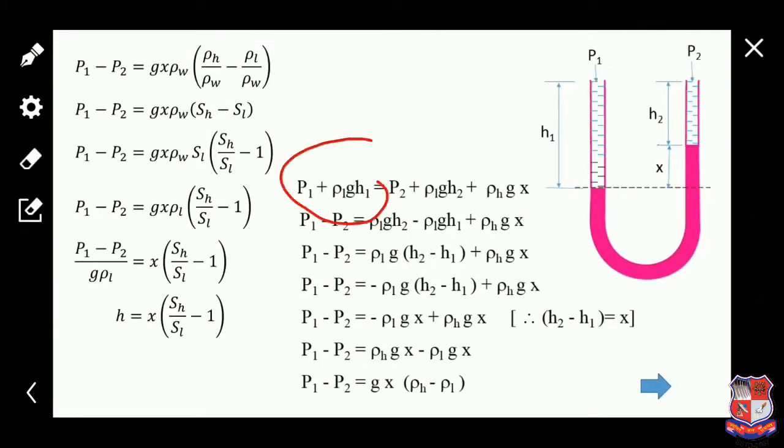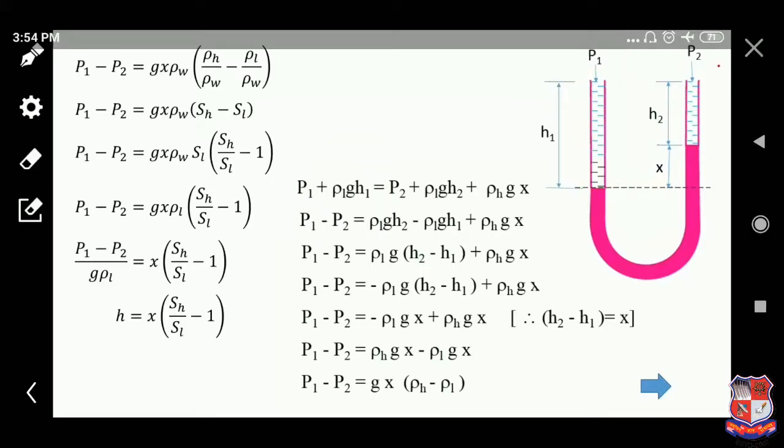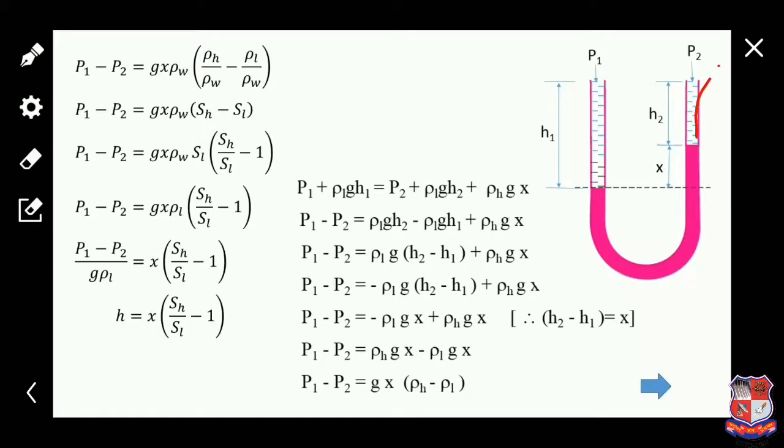Then from the left side we get P1 plus the column height pressure ρ1gh1, and on the right side P2 plus the light liquid column ρ1gh2. ρ1 is common for both light liquid columns because the liquid flowing through the Venturi meter is common. So the density is common for column 1 and column 2.